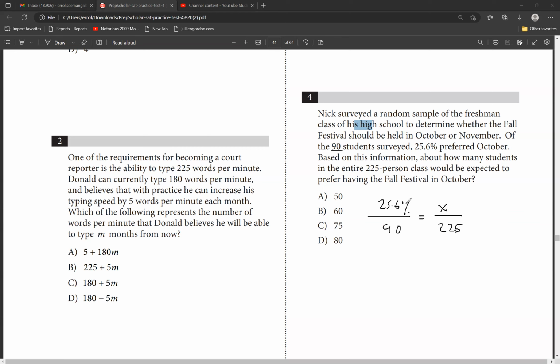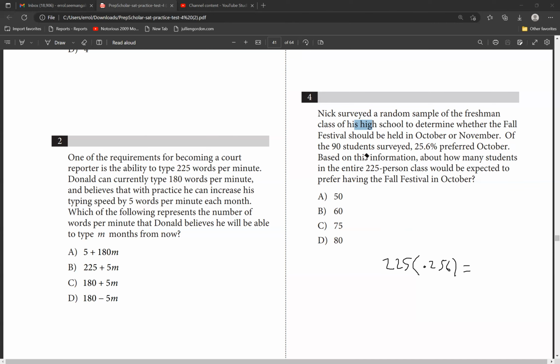Now, the way we set this up, what we solve for x here would be a percentage, right? But we want how many. So we don't want a percentage. We want a number. So what we could do is just take the 225 and multiply by 0.256. What is that? That's about 1/4. What's about 1/4 of 225? About 60. So that one's about 60, right?